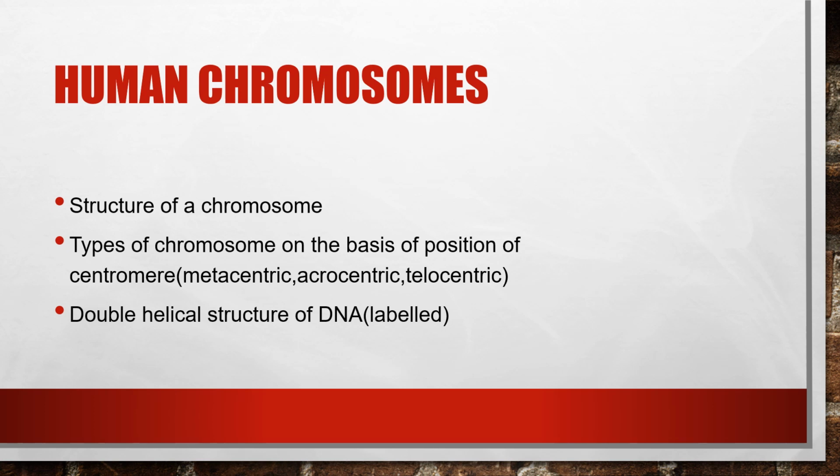So in human chromosomes, the first one is the structure of the chromosome. The second one is the types of chromosome on the basis of the position of centromere. If you have gone through my video of human chromosomes, I have taught you specifically each diagram of metacentric, acrocentric and telocentric chromosomes. If you have not yet gone through that video, please go through that human chromosomes lesson. I am putting the link above, and just revise that once again so that you can understand the diagram of types of chromosome on the basis of position of centromere.